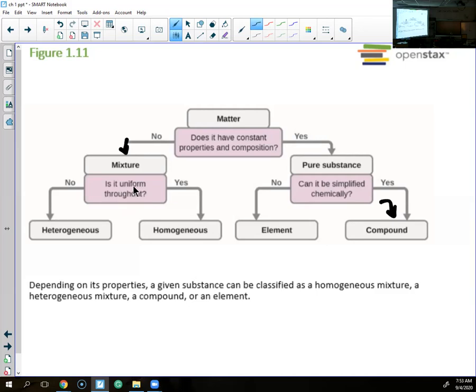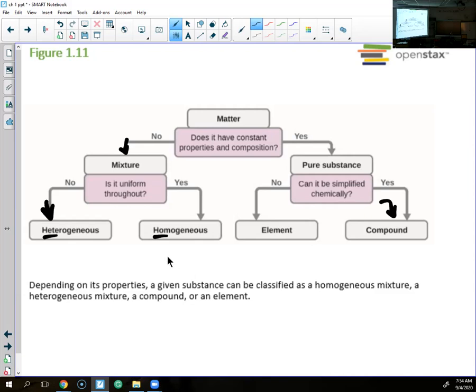And we would ask ourselves, is it uniform throughout? Then if the answer is no, it's heterogeneous, because that means more than one. Yes, it's homogeneous, and that means only one. You okay with that? All right.